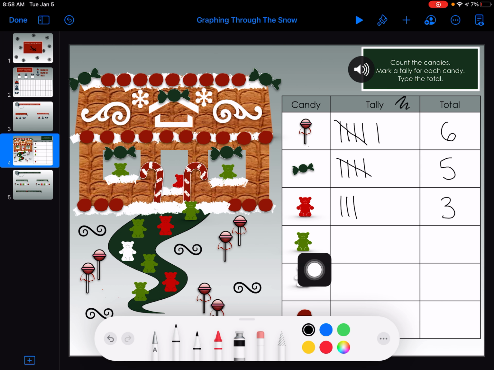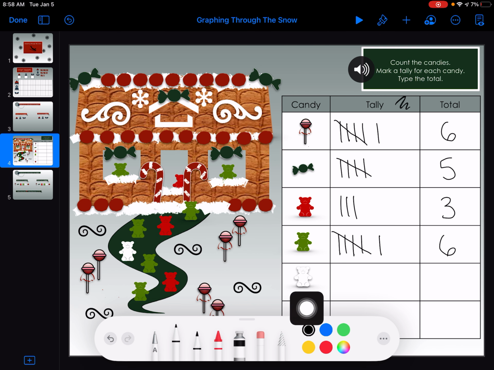Will you help me with this next one? We need to count how many green gummy bears there are. Let's start here. 1, 2, 3, 4, 5, 6. Okay, hold up your finger. Let's draw 6 tally marks. 1, 2, 3, 4, cross over 5, and 6. Now I'm writing 6 in standard form.